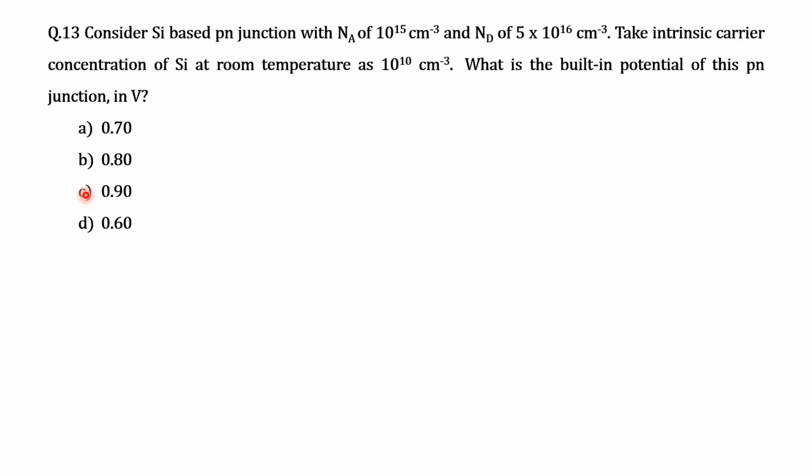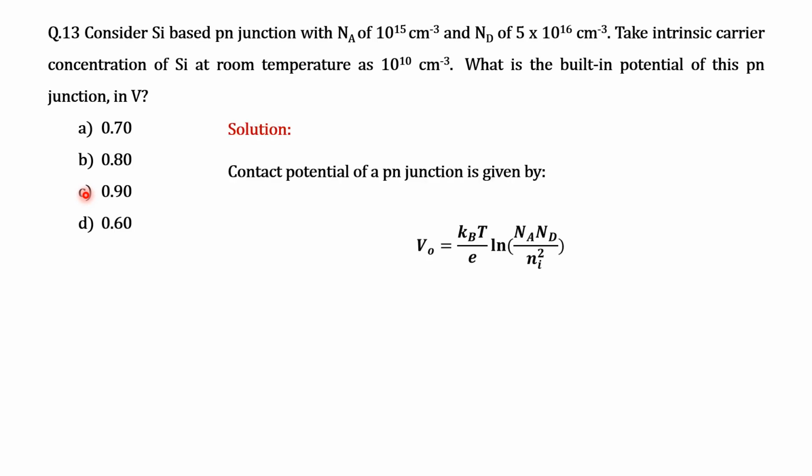So next is, consider a silicon based PN junction. Na is given as 10 power 15 per centimeter cube and Nd is given as 5 into 10 power 16 per centimeter cube. Take intrinsic carrier concentration of silicon at room temperature as 10 power 10 per centimeter cube. What is the built-in potential of this junction? This kind of a question we have already discussed. V0 is equal to kT by e ln Na Nd by ni square. So that was the equation.